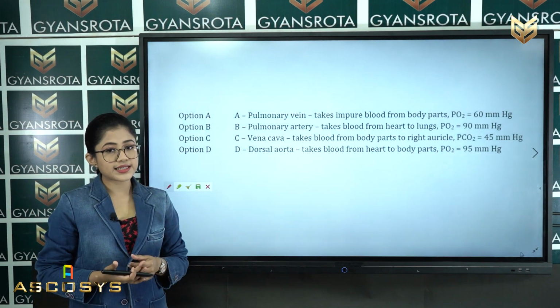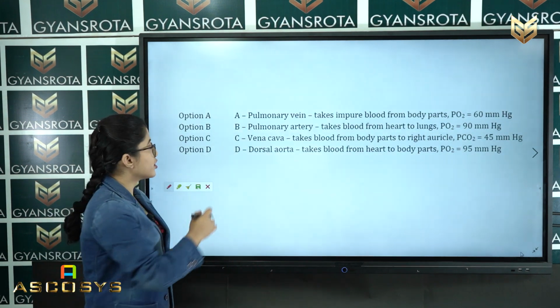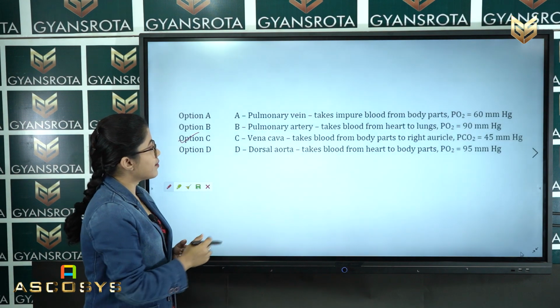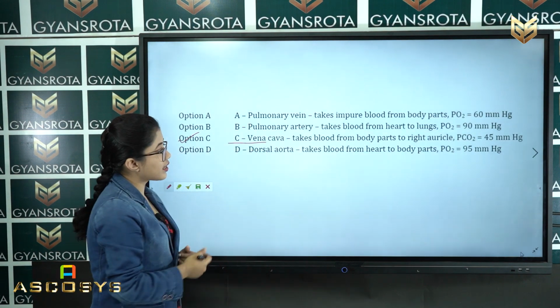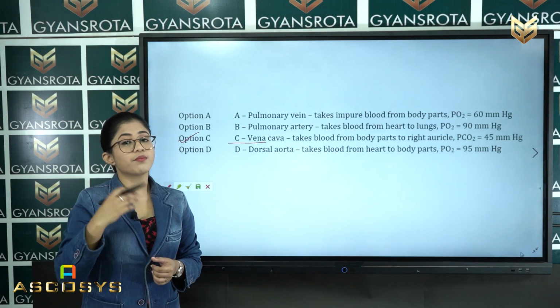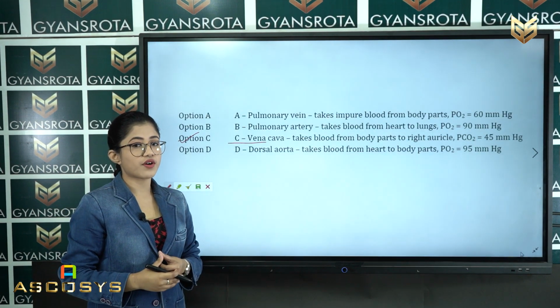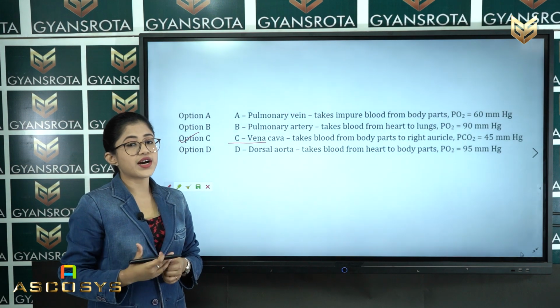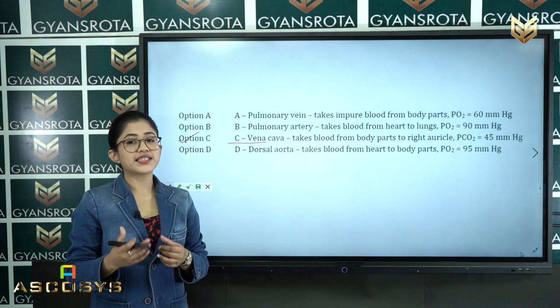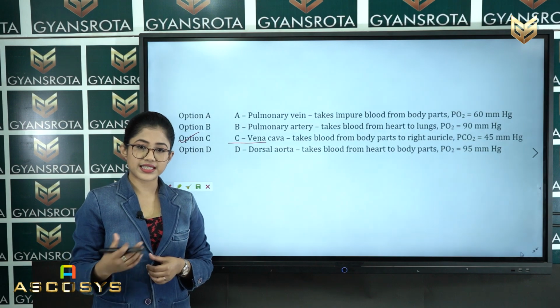So what is the correct answer? The correct answer is option number C, that is label C is the vena cava, and the vena cava takes blood from body parts to the right auricle, and its partial pressure of carbon dioxide is 45 mmHg. Now let's see the next question, that is question number 61.